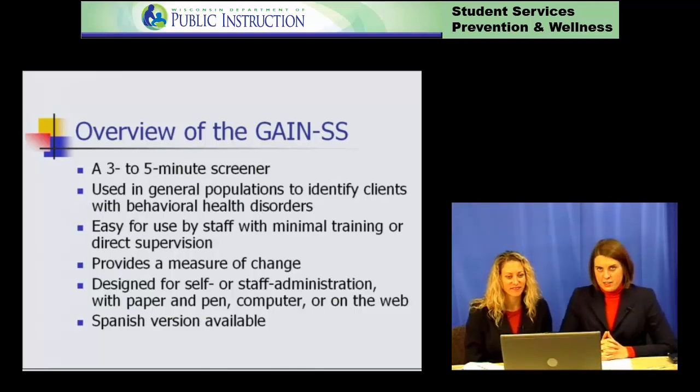The Gain SS is a 3 to 5 minute screener used in general populations to identify clients with behavioral health disorders and to rule out those who don't have them. It's easy to use, best for staff with minimal training or little direct supervision. It does provide a simple measure of change. It can be self-administered by clients or staff-administered, and it can be done with paper and pen or on a computer. We also have the Gain SS available in other languages, including Spanish, if that's something that would be valuable at your site.